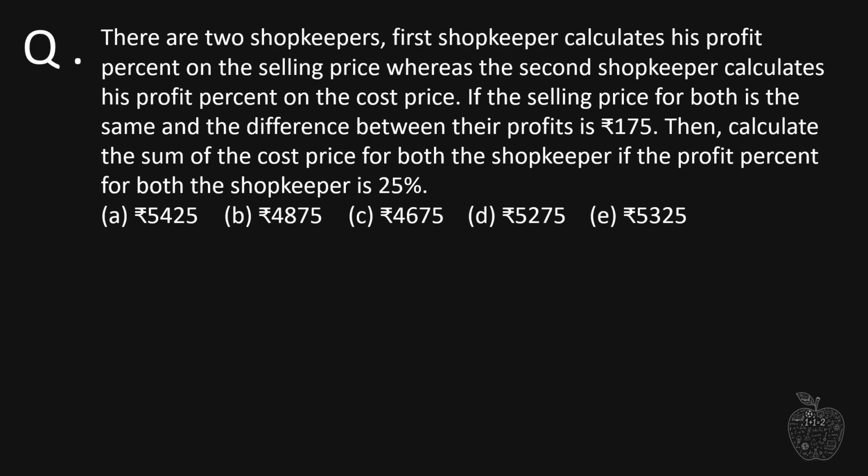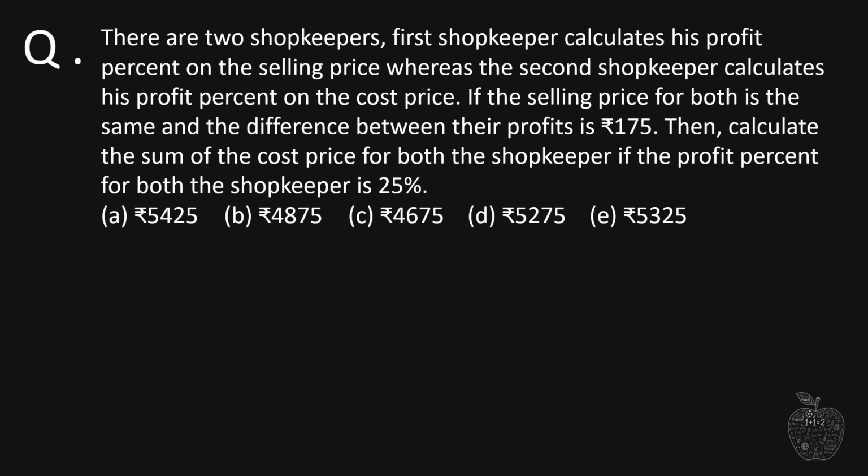There are two shopkeepers. The first shopkeeper calculates his profit percent on the selling price, whereas the second shopkeeper calculates his profit percent on the cost price. If the selling price for both is the same and the difference between their profit is 175, then calculate the sum of the cost price for both the shopkeepers if the profit percent for both the shopkeepers is 25%.